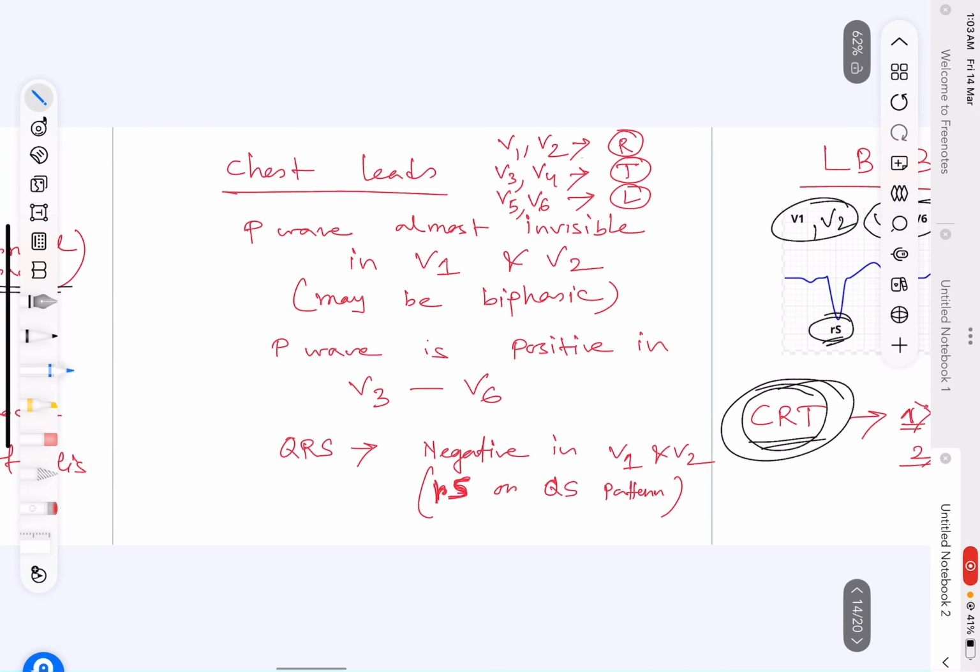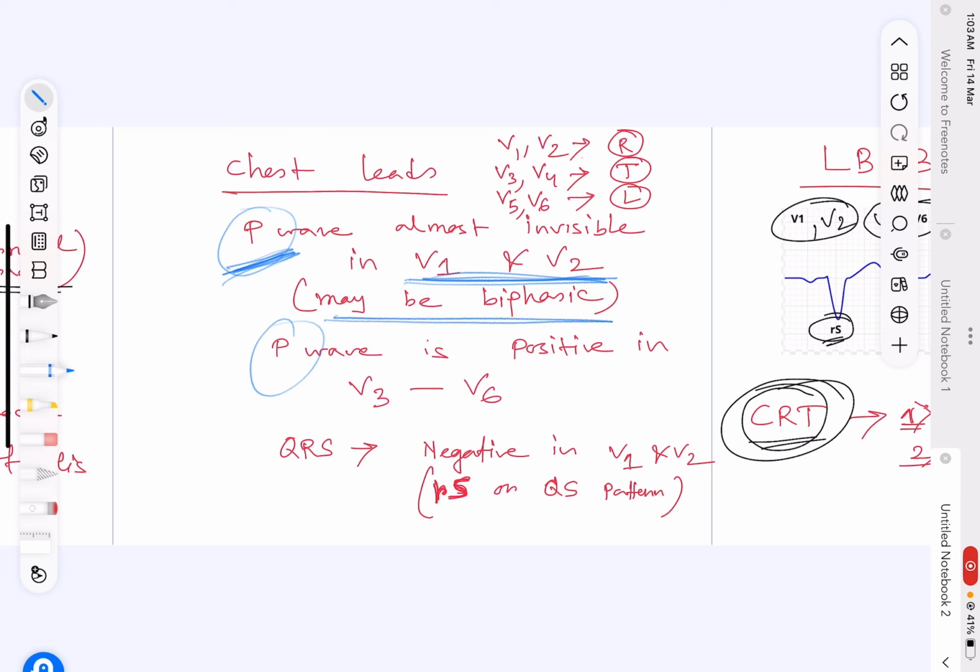So I was telling you about chest leads V1, V2. See, in the chest leads the P waves will also be missing in V1 and V2. R wave is missing in leads V1 and V2. Sometimes it may be biphasic, meaning a little positive and a little negative, but it will be positive in V3 to V6. Similarly QRS will be negative in V1, V2, positive in V3 to V6, and in V1 and V2 you will find RS, small r and capital S, that is a small R and then a deep S.